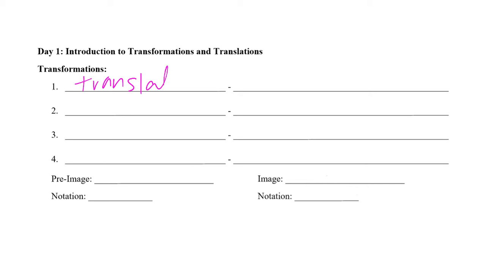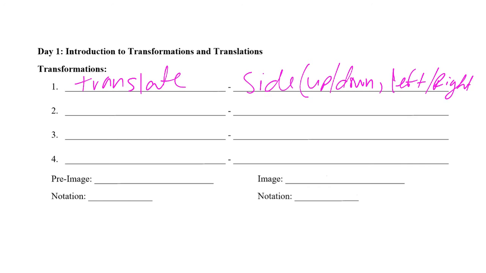So translate, which is a slide, which is when you move the figure up or down, left or right. The next one is rotate. Rotate, which you know means to turn. And we're going to talk about different ways, clockwise, counterclockwise.